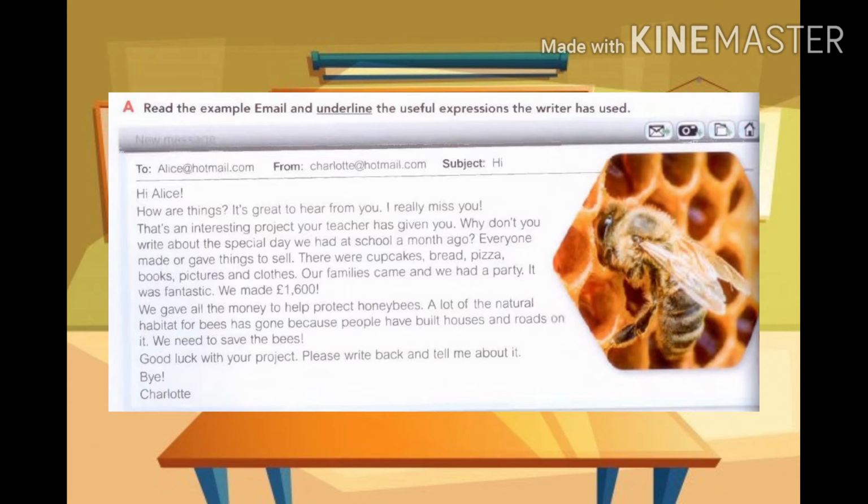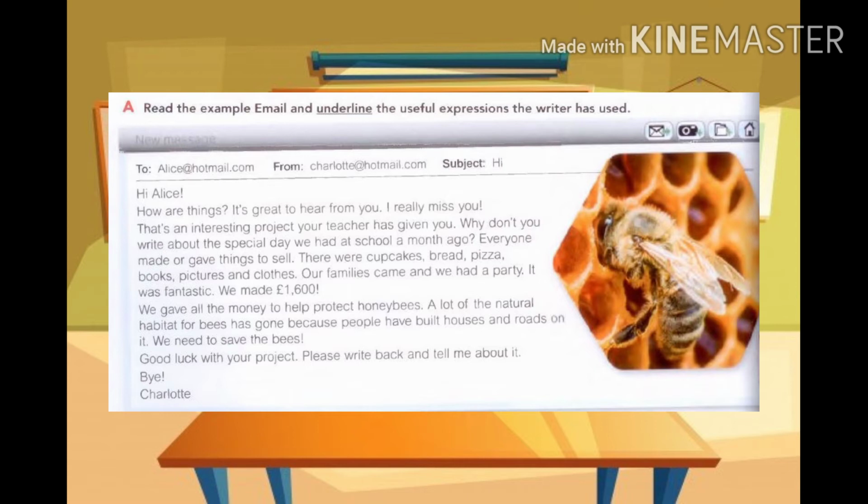As you may refer to my previous video, I have explained what it means, or the sample or example of useful expressions or useful phrases. So now I want you to identify what are the useful expressions the writer has used in this email.